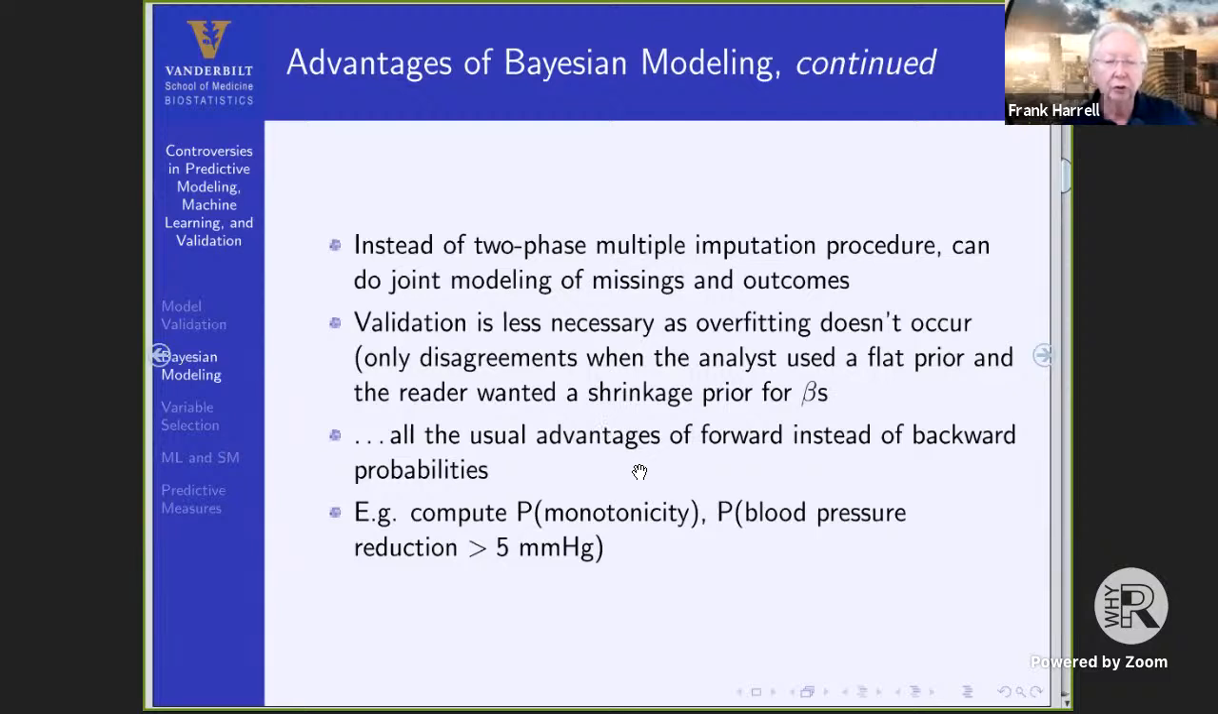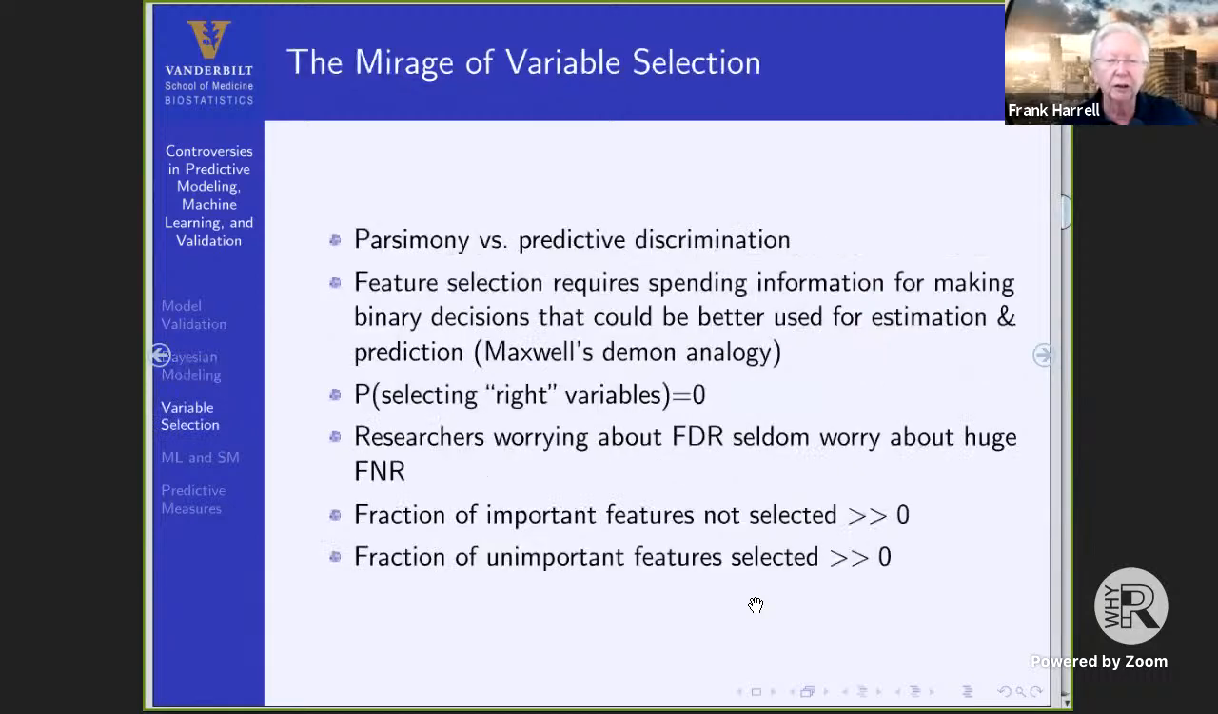And then you have all the usual advantages of Bayes, such as calculating direct probabilities. So you don't say what's the probability of getting data more extreme if the effect is 0. You say what's the probability the effect is greater than 0. So you can compute things like what's the probability that a nonlinear curve is monotonic? What's the probability that the blood pressure reduction is more than 5 millimeters of mercury? You can compute all of these probabilities with Bayes very easily. So it's not the indirect p-value approach that we're used to seeing in traditional models.